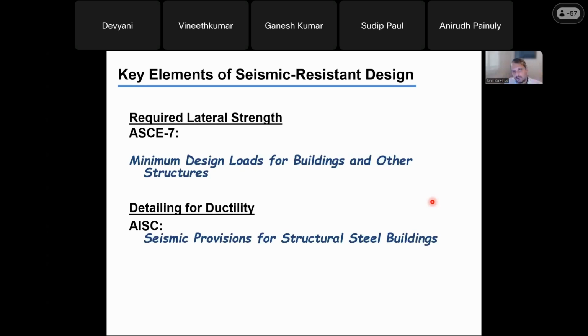ASCE 7 is applicable to all kinds of structures, whereas AISC 341 is applicable to steel structures. It's also interesting to keep in mind that AISC and ASCE are not really governmental organizations. These are trade organizations. For example, AISC is just a consortium of steel fabricators who get together and provide guidance on how to design structures. A lot of the code writing in the United States happens outside of the government. It's usually trade organizations and other independent bodies which write these codes.